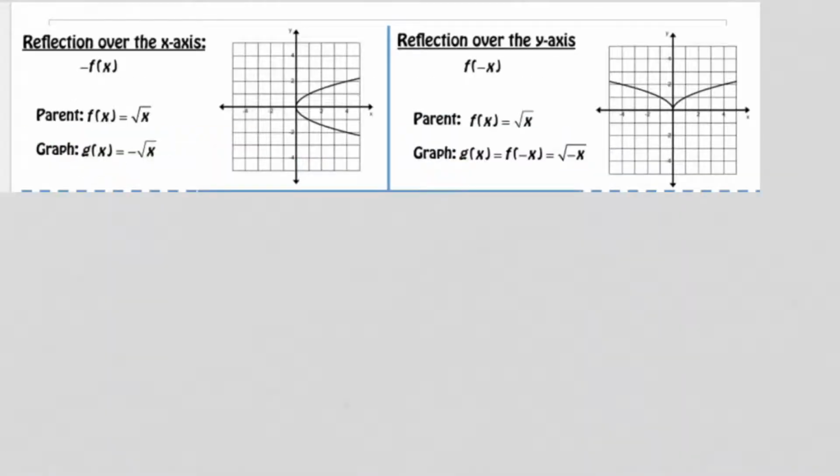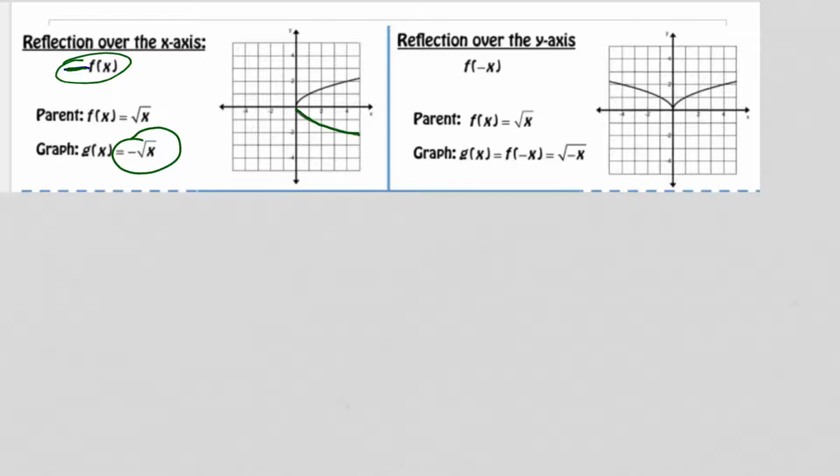Okay, moving on. We have reflection over the x-axis, reflection over the y-axis. Reflection over the x-axis is where the negation is in front of it. So I'm doing the square root of x graph, and they're reflecting it over the x-axis. The negative's in the front. This is where it lands, completely flipped over the x-axis.